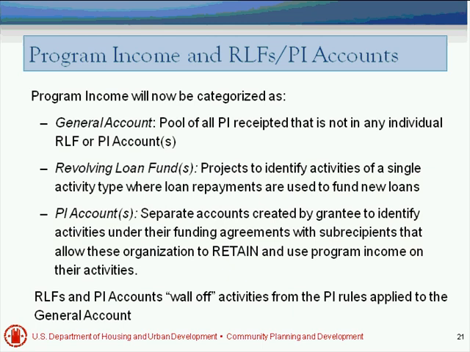So if you only have a few program income accounts, you wall them off, and then that will protect your other draws, your program fund draws, from having to have that first in, first out rule for something that a subrecipient is allowed to retain that program income.